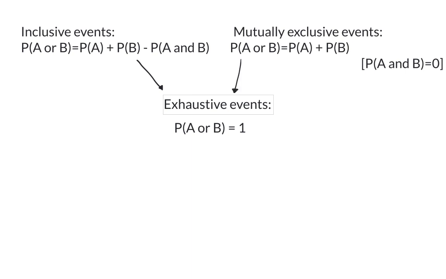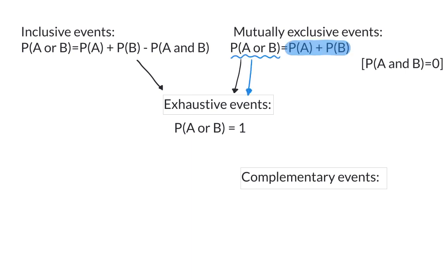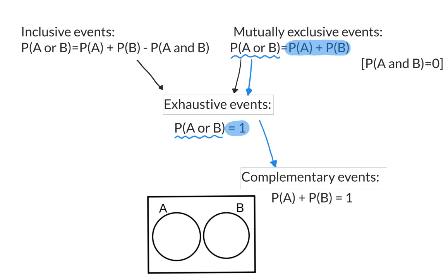The last definition that you learned in grade 10 is complementary events. Complementary events are mutually exclusive as well as exhaustive events. The formula for complementary events will then be the probability of A plus the probability of B equals 1. Simply put, this means that everything that is not in A is in B, and everything that's not in B is in A.